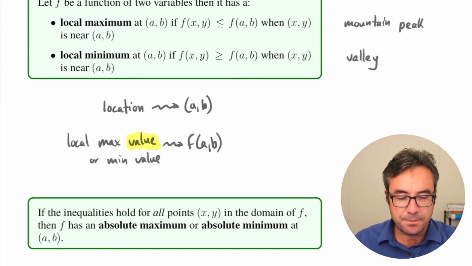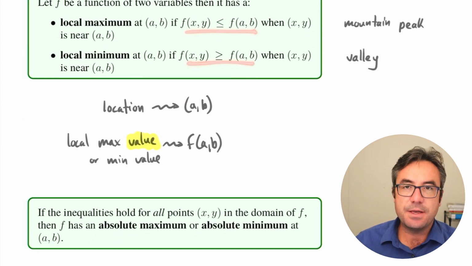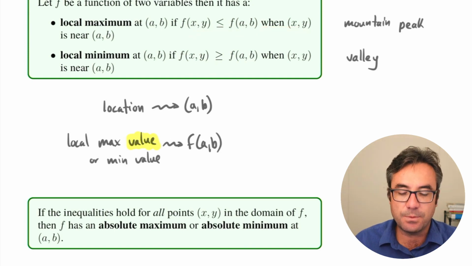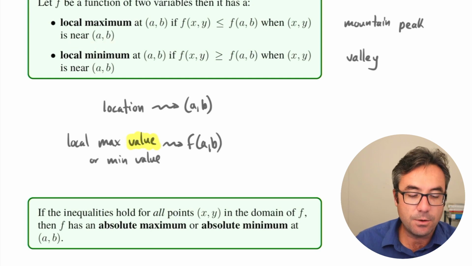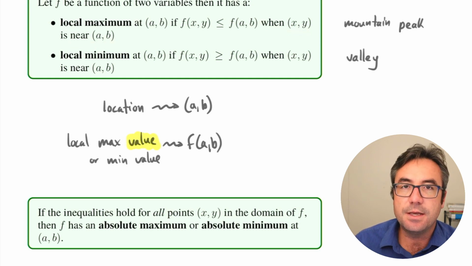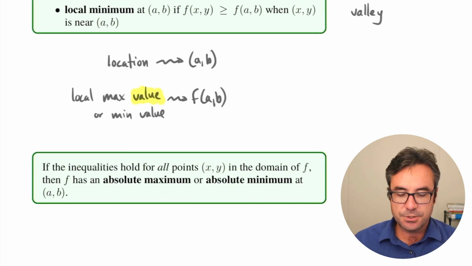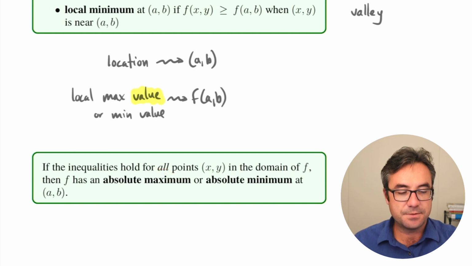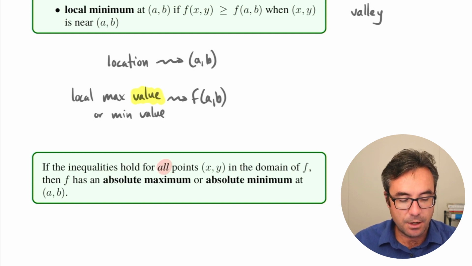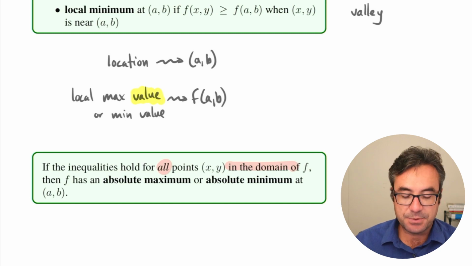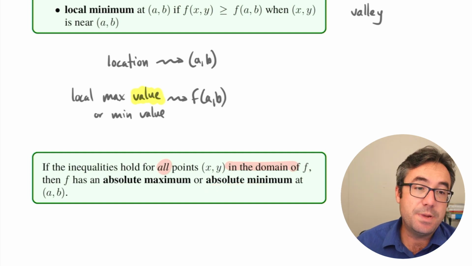Now, it's possible that if we find a point, these two inequalities might hold not only for the points (x, y) that are close to (a, b), but for all of the points in the domain of our function. And if that happens, that's something special. So if the inequalities hold for all points in the domain, then our local max is actually called the absolute max of our function, or the absolute min for our function.